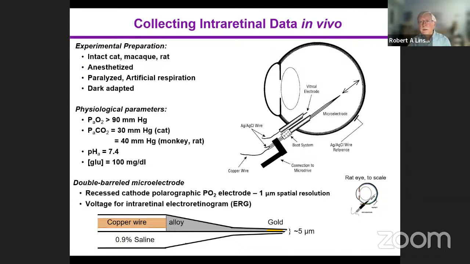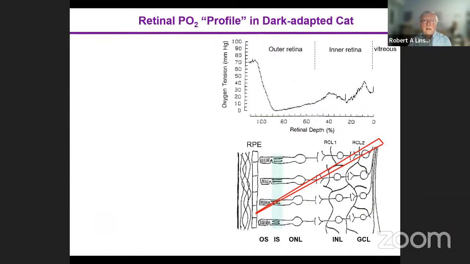The top picture here is a cat eye, and the bottom picture is a rat eye, roughly to scale. It took us a while to figure out how to do this in rat, because the rats have beady little eyes, as you know. So here's a really critical picture to think about the way we do these experiments and what we get out of them. Here's our microelectrode in red at the bottom.